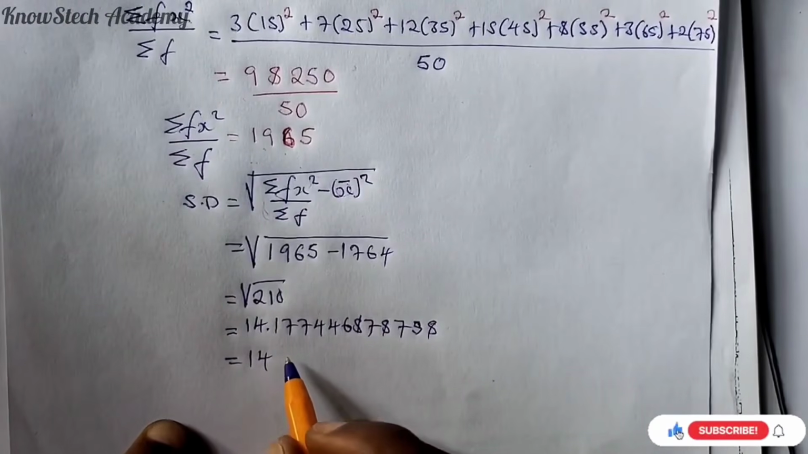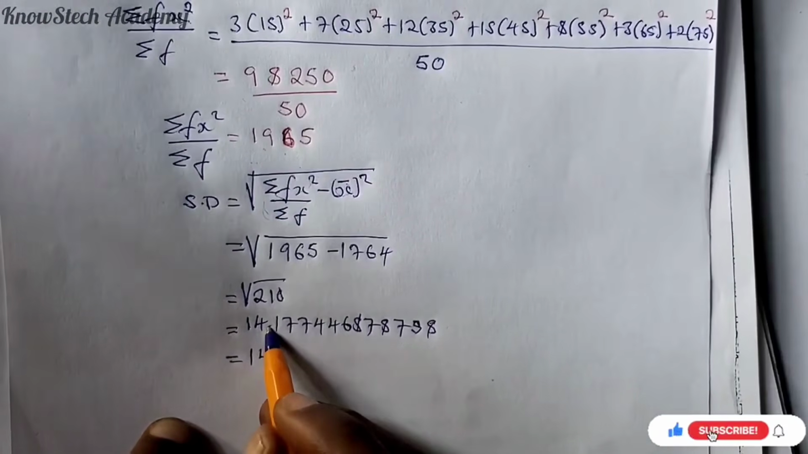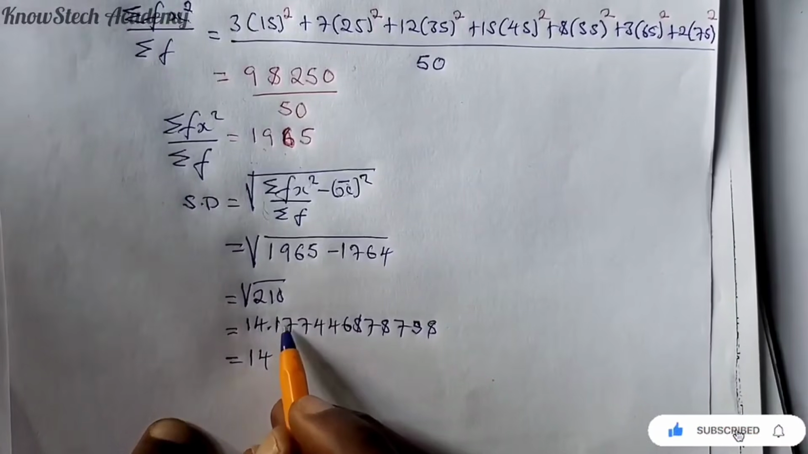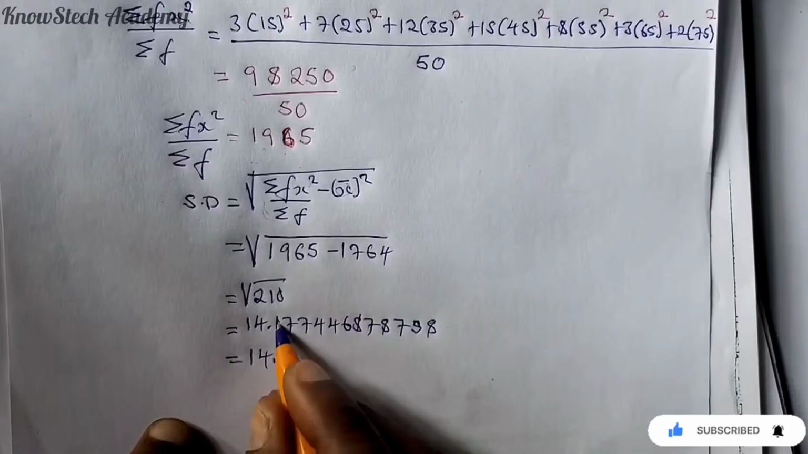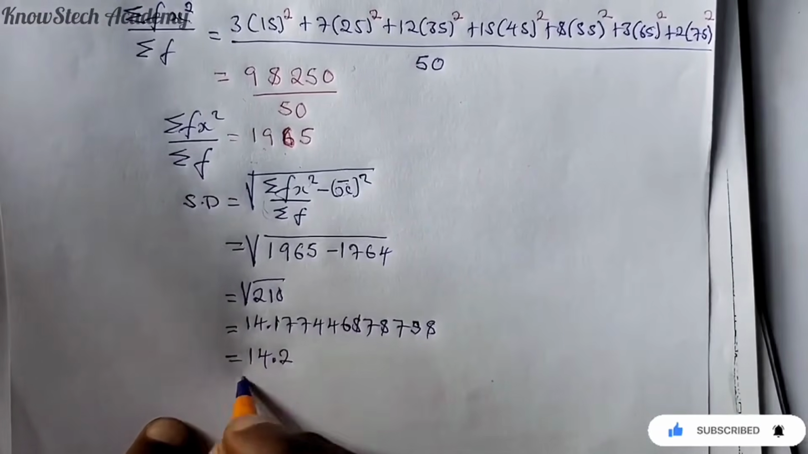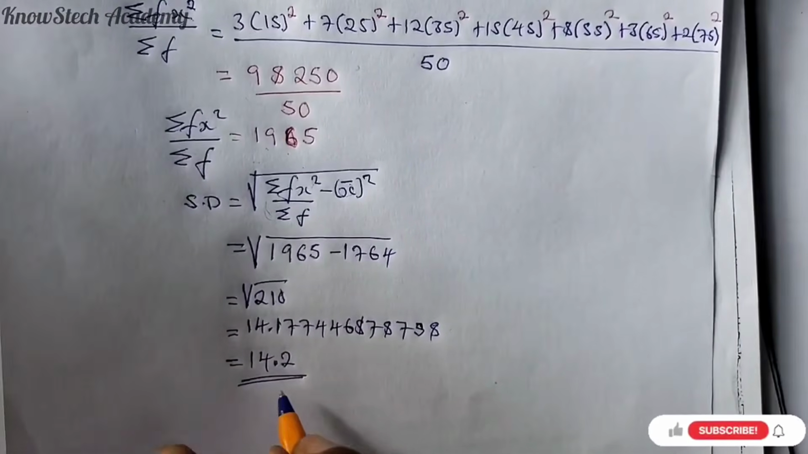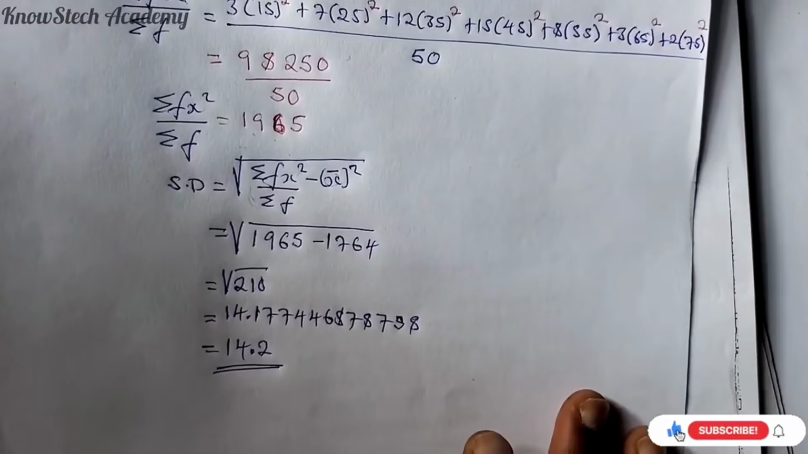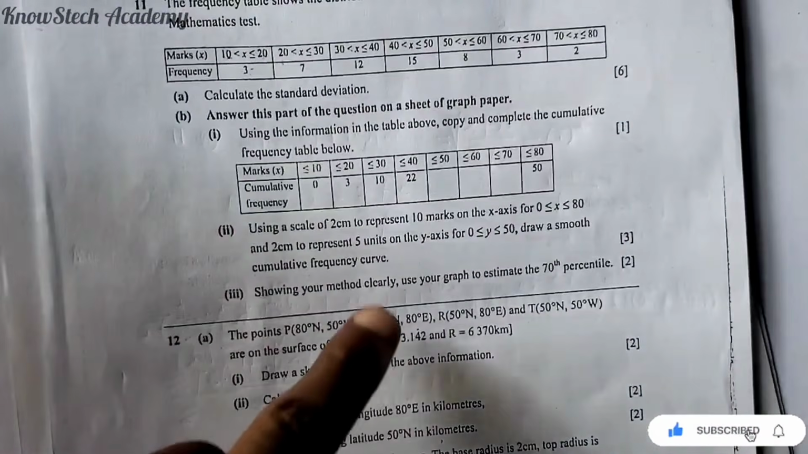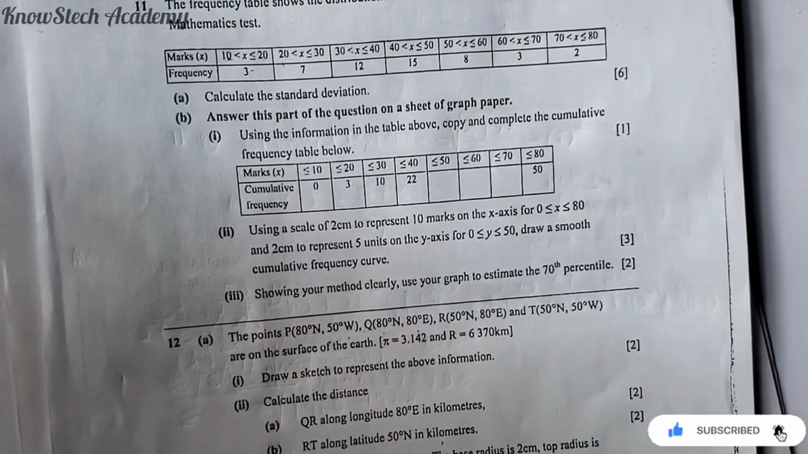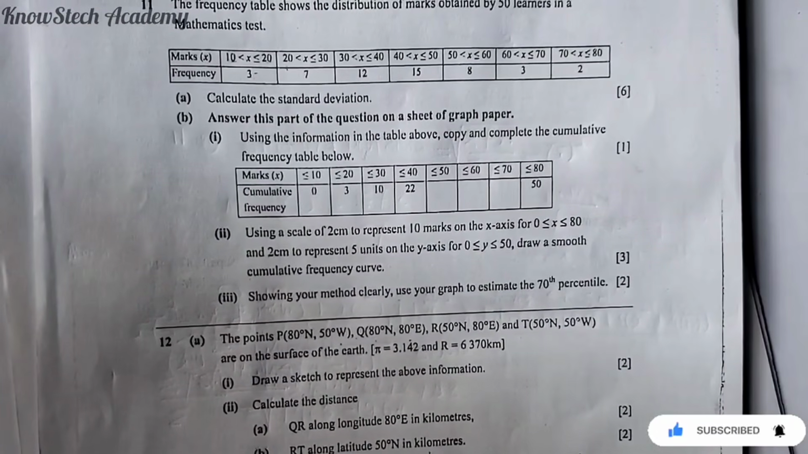To three significant figures, we're going to have 14.2 because this 7 is greater than 5. So we add 1 to the 1 and it becomes 2. So it is 14.2 as our standard deviation. So that's the answer to the first question here. Okay, question 1. Let's now go to question 2.